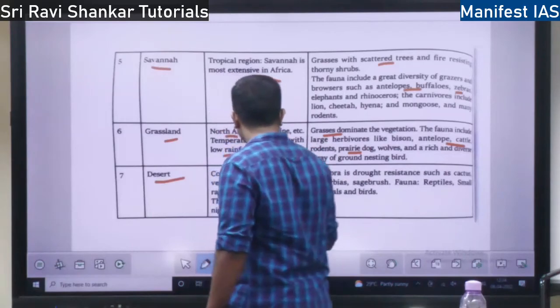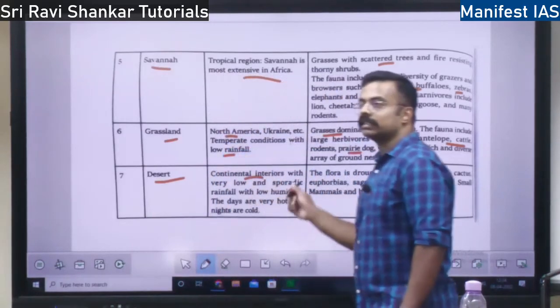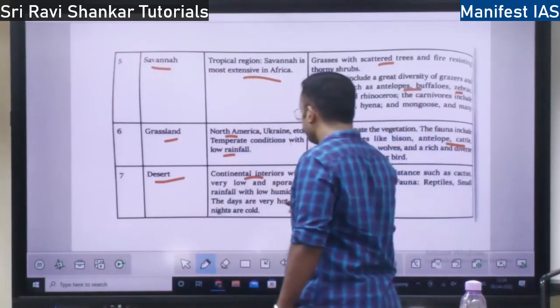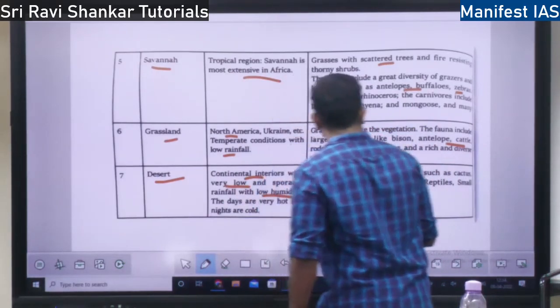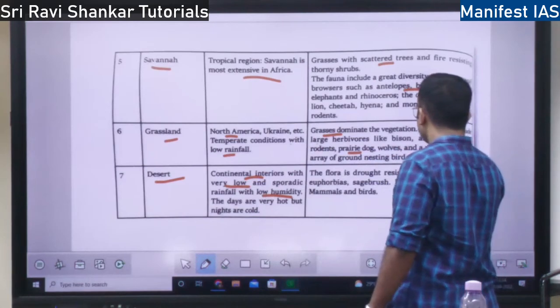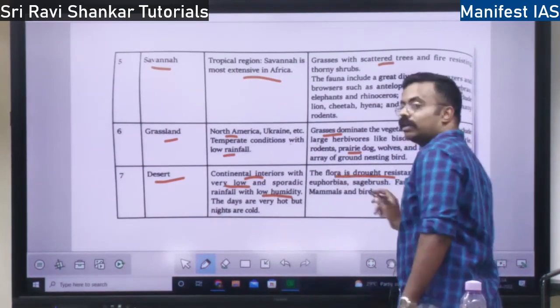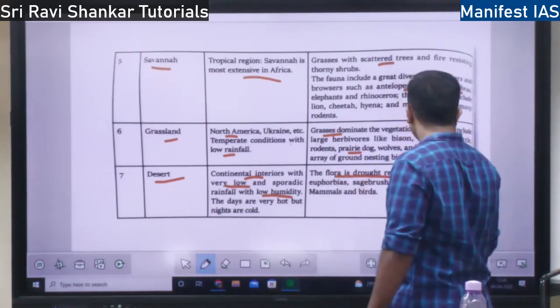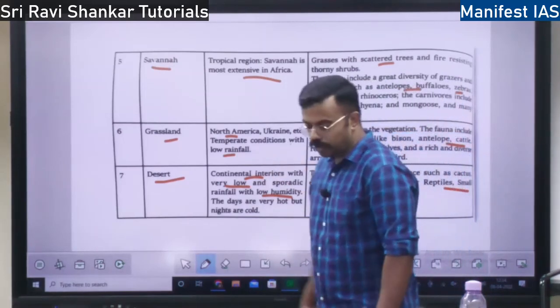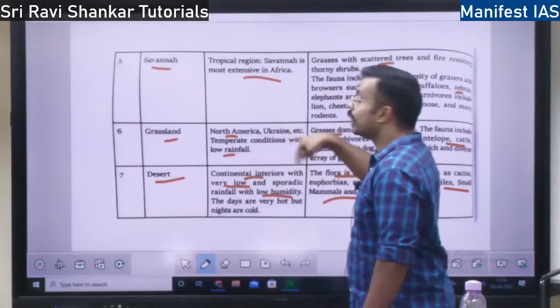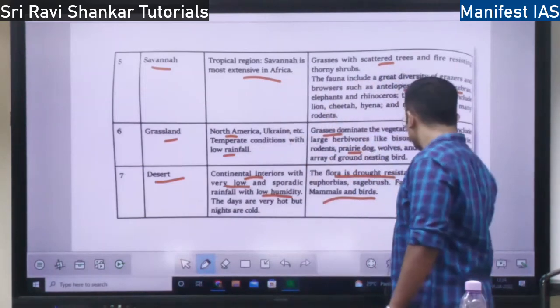So desert, in the continental interiors. Inside the continents you will find where there is very low rainfall and there is low humidity. Here the flora is drought resistant, and the trees are drought resistant. Fauna: reptiles, mammals and birds, camels, all these things you will find here. This is the biome. These are the types of biome.